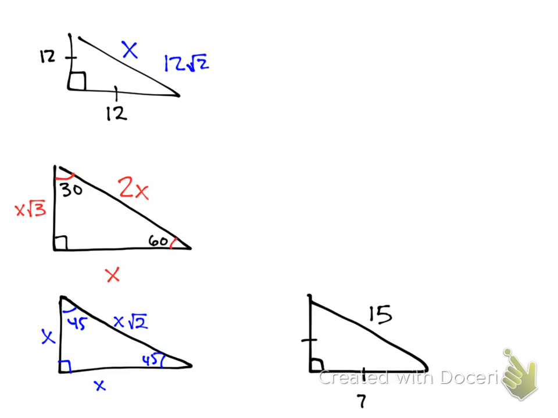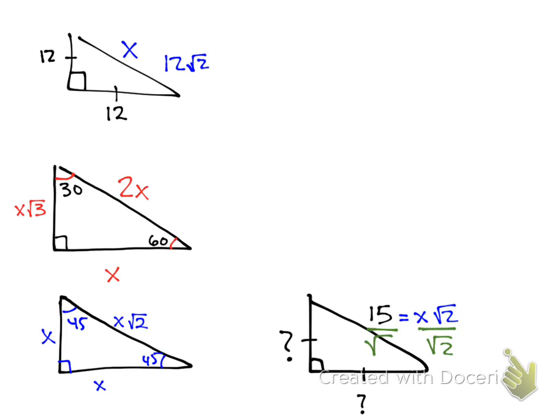Alright, so let's say we have this one down here. We're given the hypotenuse being 15. We know that both of these legs are the same. That tells us it's a 45, 45, 90 triangle. So we have the hypotenuse being 15, so we're going to go back to our triangle and use the rule for the hypotenuse, which is x root 2. So we're going to set 15 equal to x root 2 and solve for x.